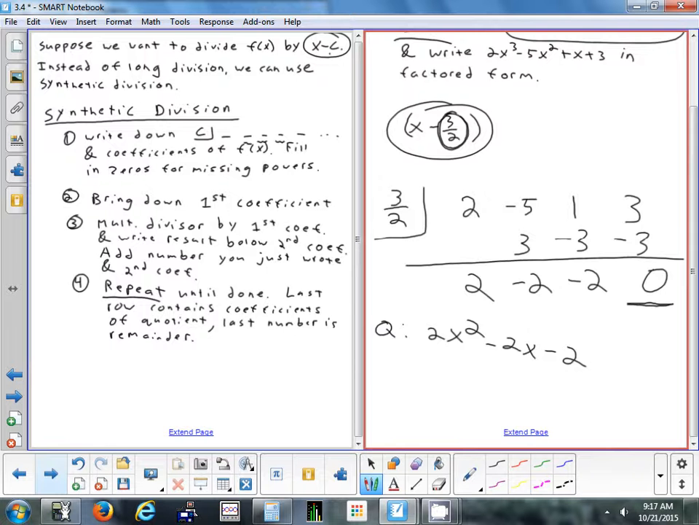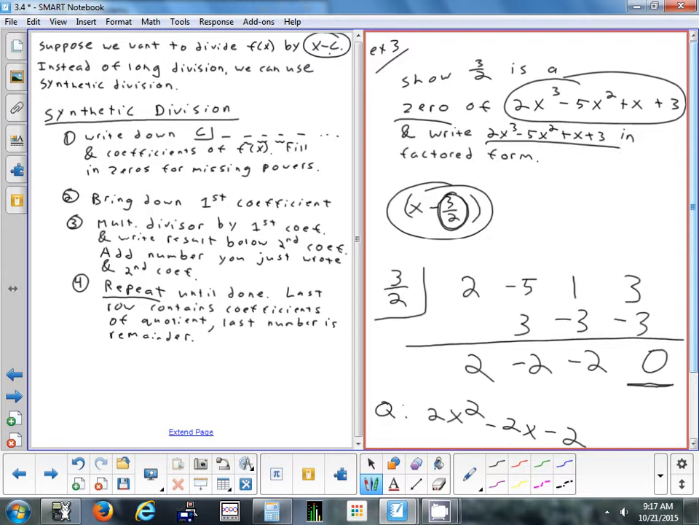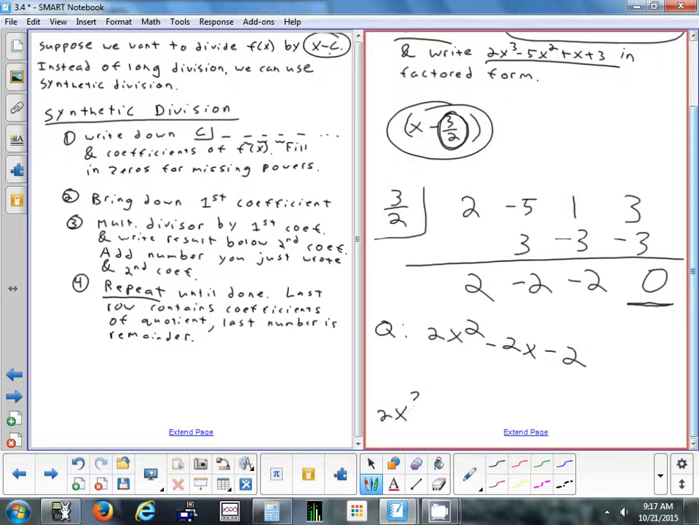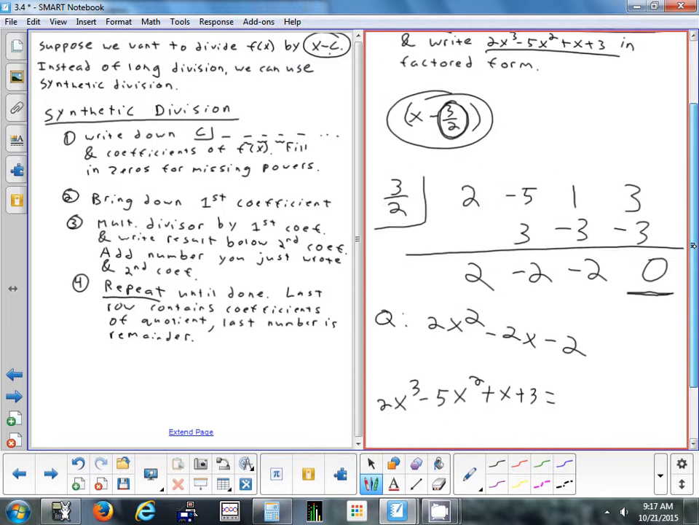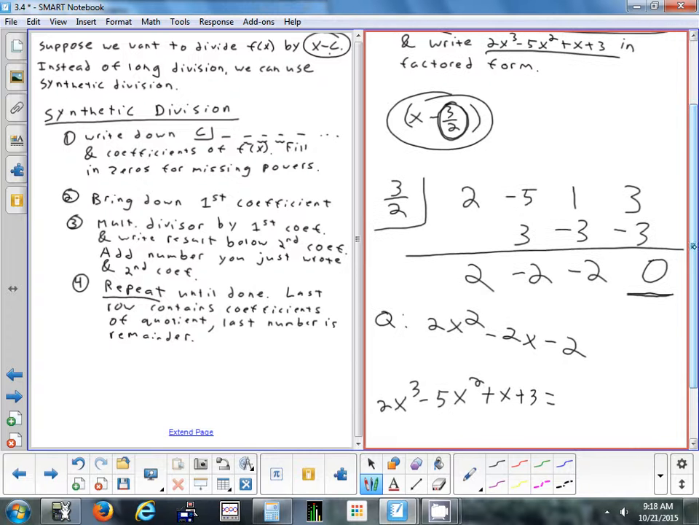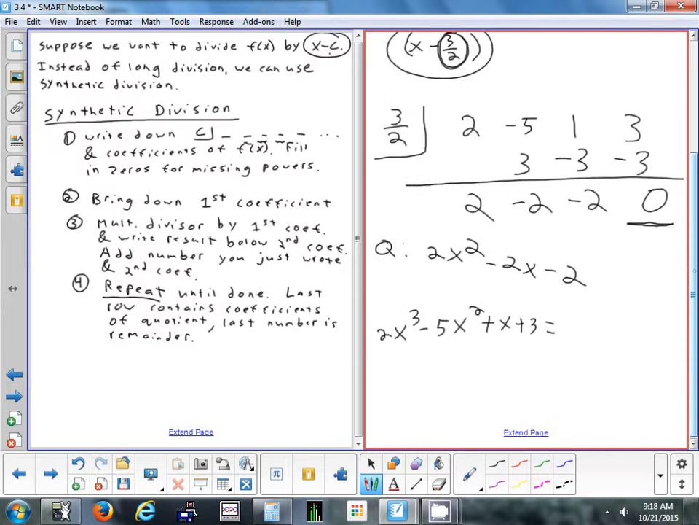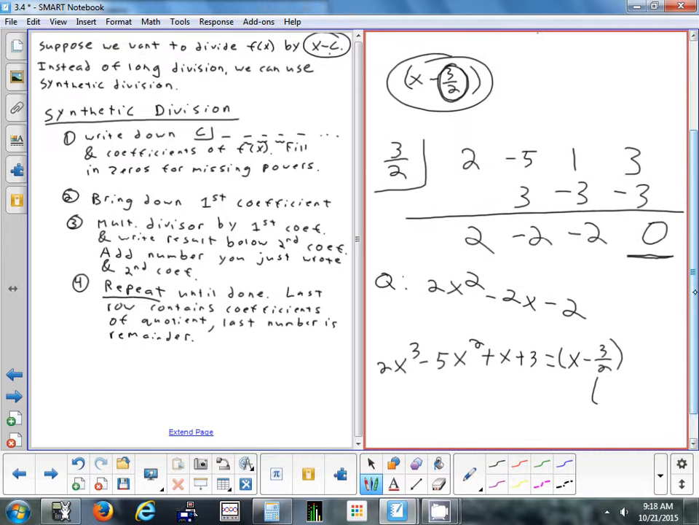Right. And the last thing they said to do is write this in factored form. 2x cubed minus 5x squared plus x plus 3. Well, when we did the division out, what did we prove was a factor? X minus 3 halves. Just squeeze it in here, times. Now, what's the other factor? Negative 3. Yeah, my quotient.